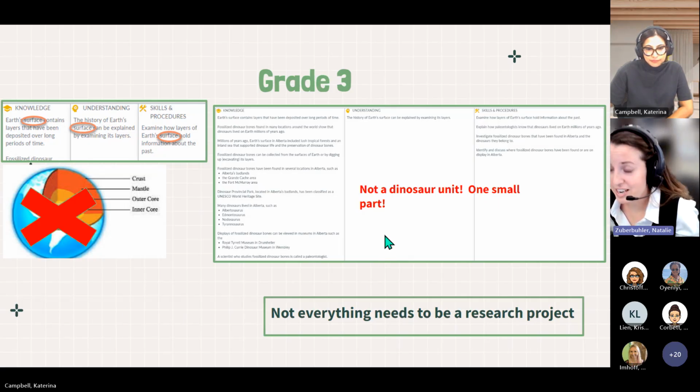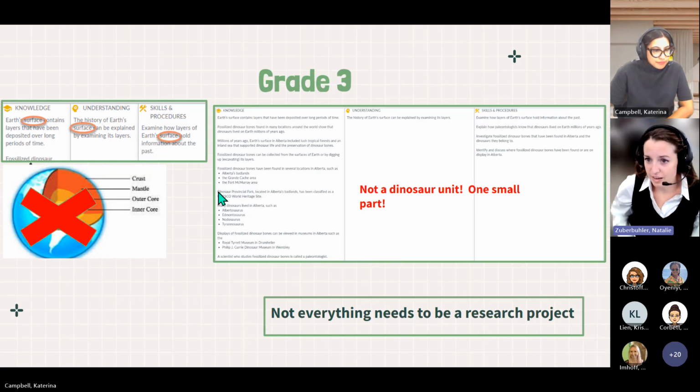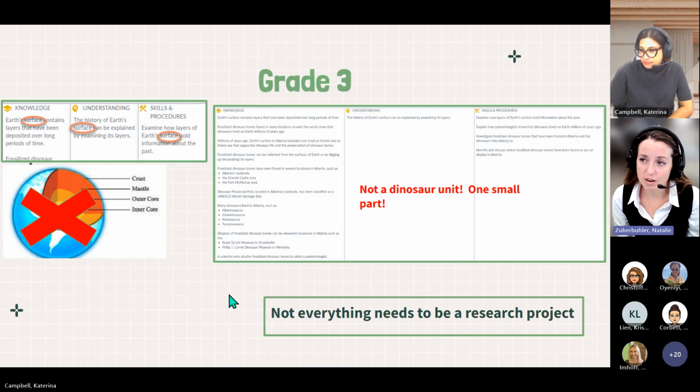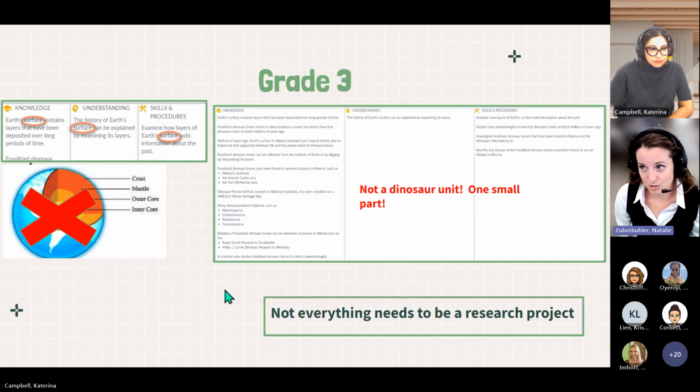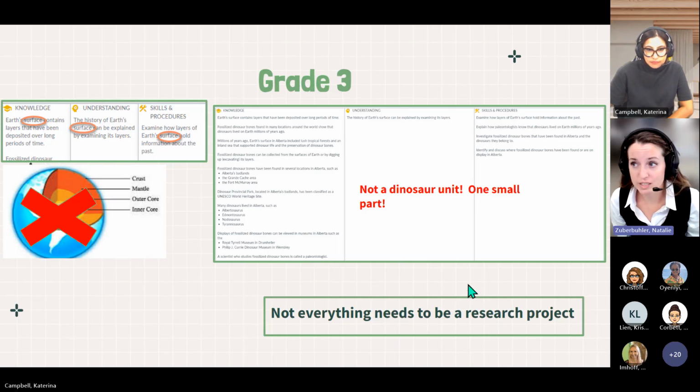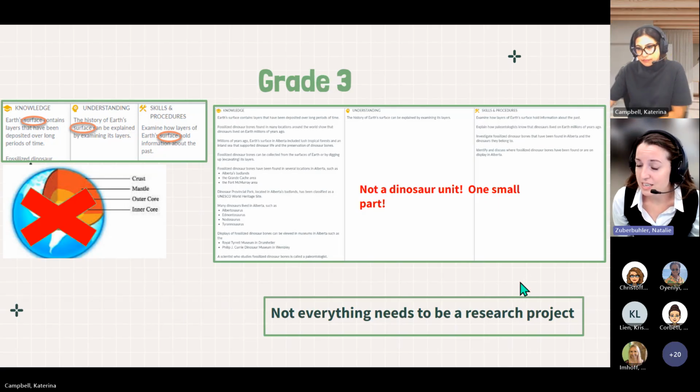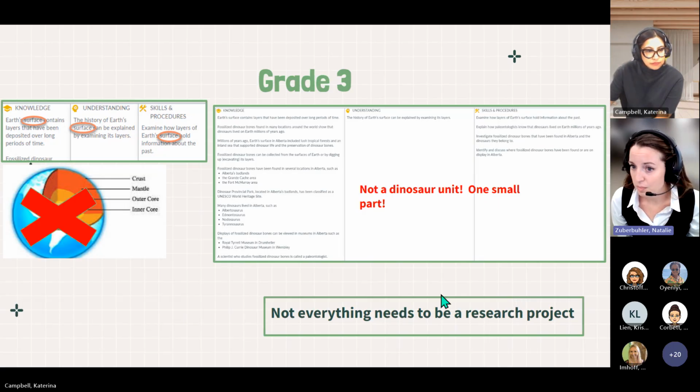Now too, with grade 3, we see that the word dinosaurs appears in there. And the reason that's there is because that's evidence of how the surface layer of Earth has changed. Alberta used to be under an ocean, and it's not anymore. And that has caused us to learn some things and experience some things. But please note that this is not a dinosaur unit. It is one small part that indicates that our Earth hasn't always looked the same. That's what that fossil evidence is. And so too, it lists that many dinosaurs lived in Alberta, such as Albertosaurus, Edmontonosaurus, Nodosaurus, and Tyrannosaurus.